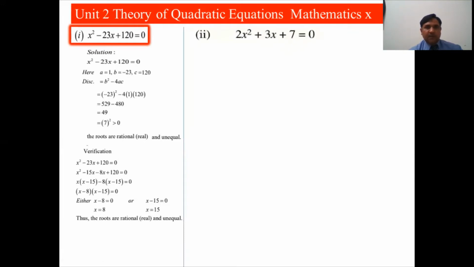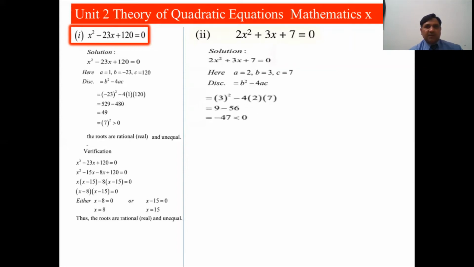Part 2: 2x square plus 3x plus 7 is equal to 0. Solution: here a is equal to 2, b is equal to 3, and c is equal to 7. And the discriminant is equal to b square minus 4ac. After replacing the values of a, b and c, we have the discriminant equal to minus 47. So minus 47, which is less than 0. So the roots are imaginary and unequal, or you can say that these are complex conjugates of each other.